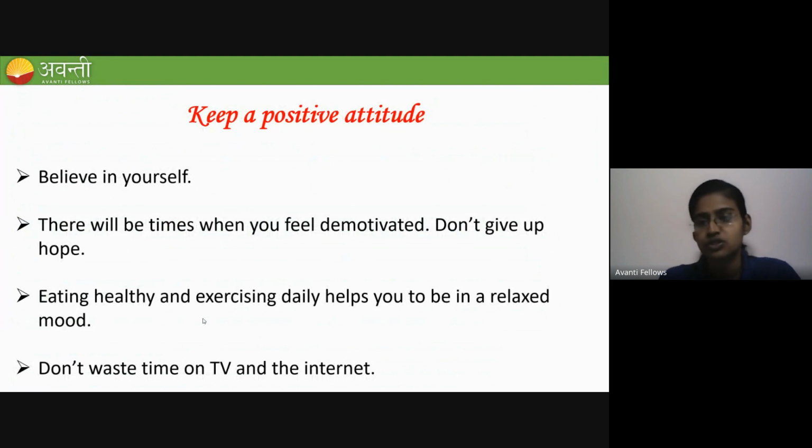You should not give up the hope. Eating healthy and doing exercise daily helps you to be in a relaxed mood. Don't study till the last minute. Don't study the day before the exam and all. Okay. And without proper sleep, it will not work in a good way. And you should not waste your time at the last minute. Don't waste your time on TV and internet.